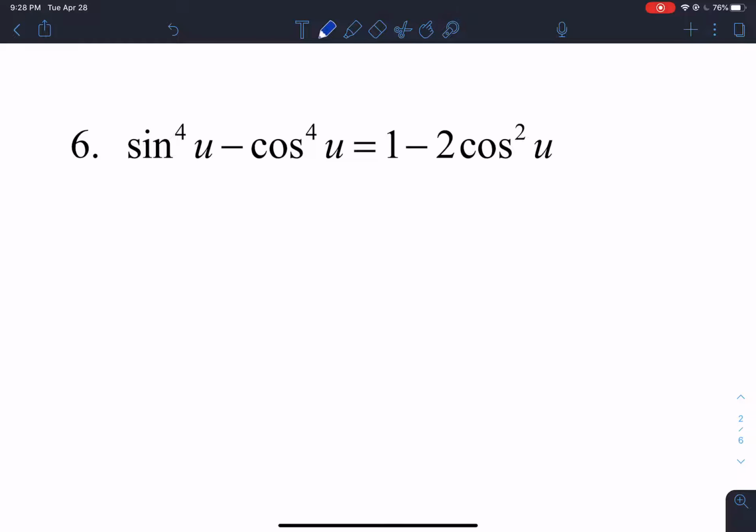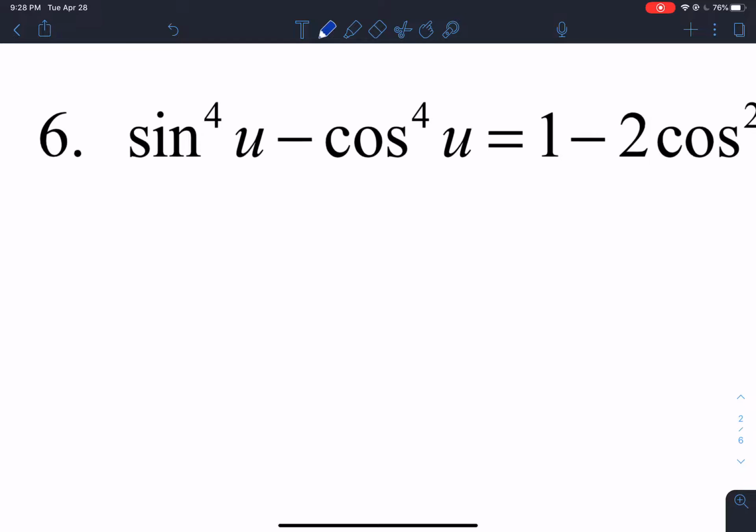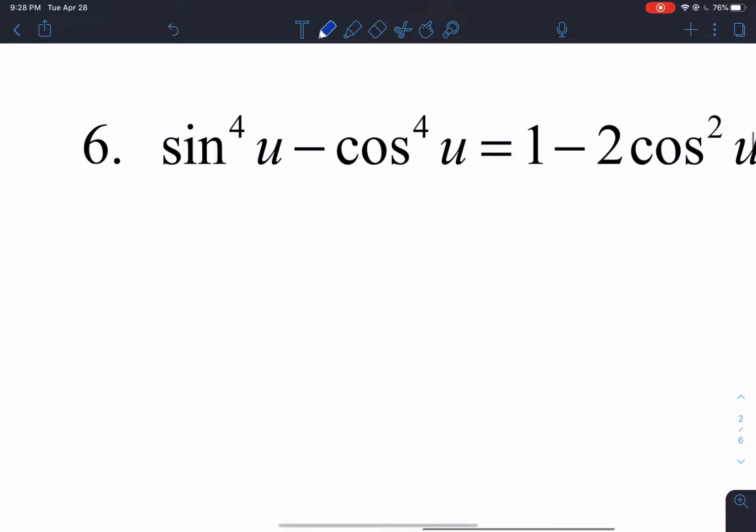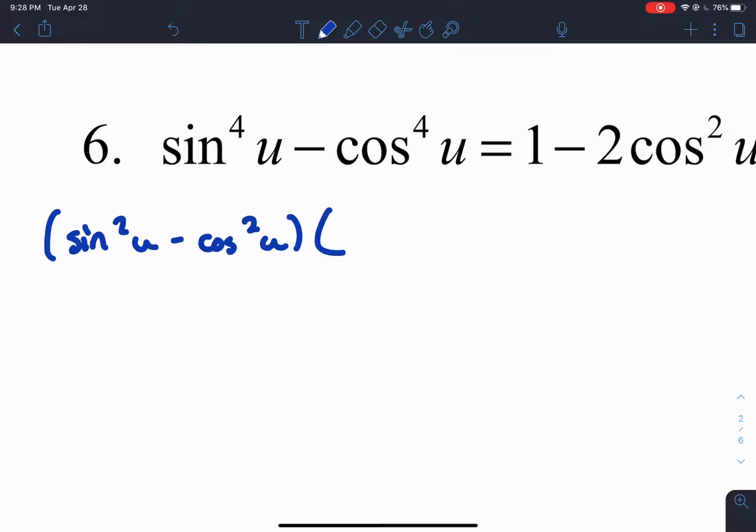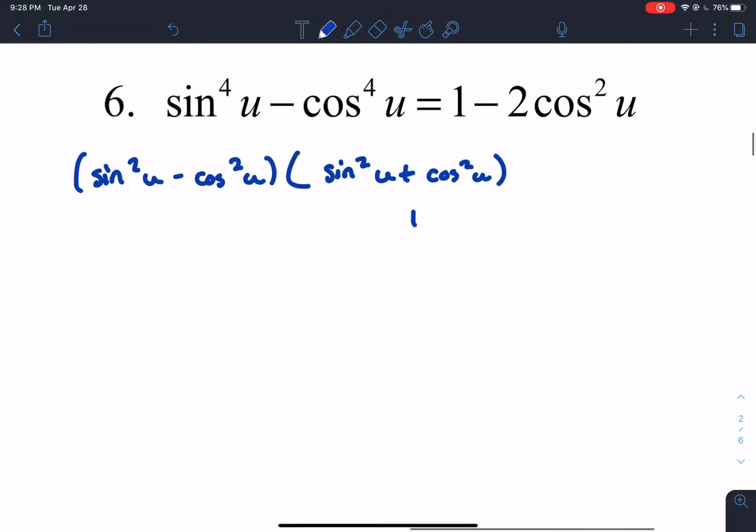Okay, so for number 6 now, what I'm going to do is factor out the left side. So this is really sine squared minus cosine squared times sine squared plus cosine squared. Now, you know sine squared plus cosine squared is just going to become 1. Now, you have sine squared minus cosine squared.